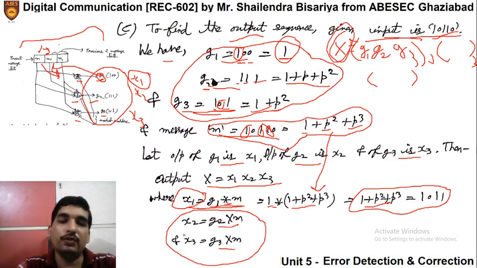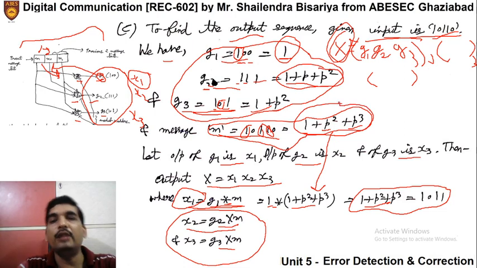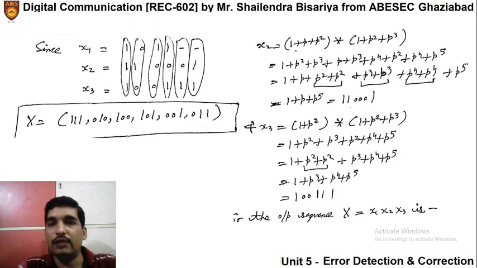So first let us talk about x2 is equal to g2 into m. What is g2? g2 is 1 plus p square, and m is 1 plus p square plus p cube. So just multiply the two, find out the value of x2. So here see, x2 is 1 plus p square and 1 plus p square plus p cube. When we multiply it, 1 is multiplied with this term, so we write as it is 1 plus p square plus p cube. P is multiplied with this term, so p plus p cube plus p4. Then p square is multiplied, so p square as it is, plus p square into p square, p4, and p square into p cube, that is p5.